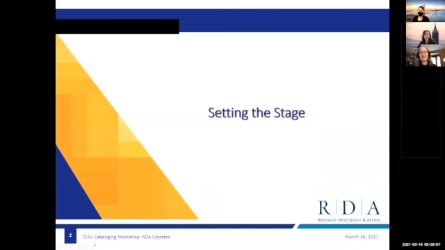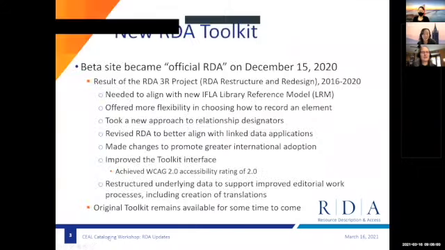All right, next slide. I'm going to set the stage first here and then talk to you about the new RDA toolkit. The beta site became official RDA on December 15th of last year, and this was a result of a four-year project called the RDA 3R project, or the RDA Restructure and Redesign project. The main impetus for this project and the timing was because RDA needed to align with the new IFLA library reference model. We had been previously based on the suite of IFLA FRBR, FRAD, and FRSAD functional requirements models, and because those changed, RDA needed to change. But it also gave us an opportunity to do some additional things.